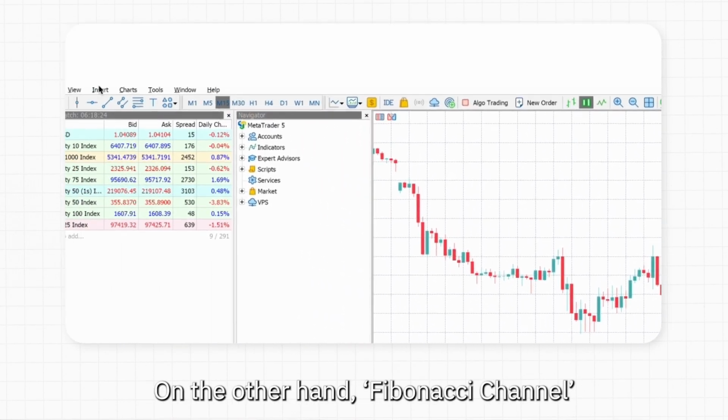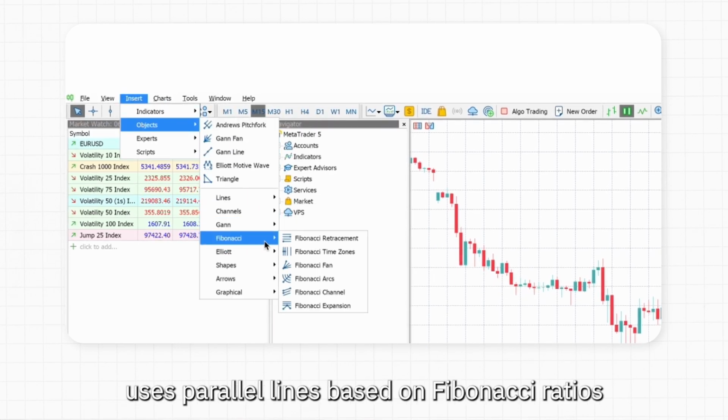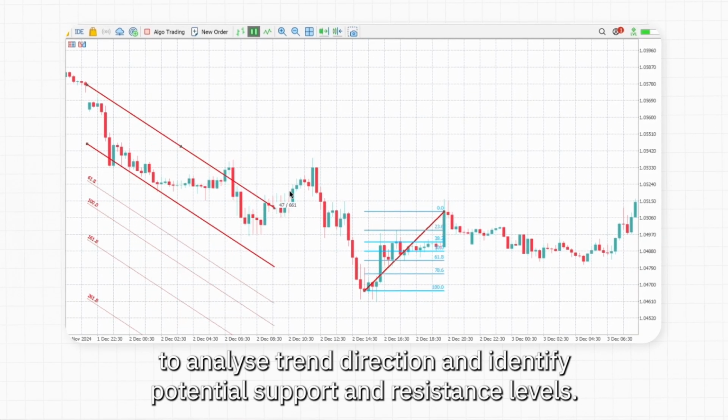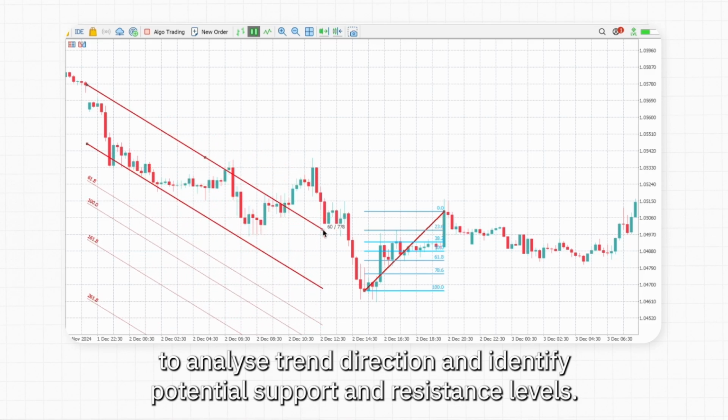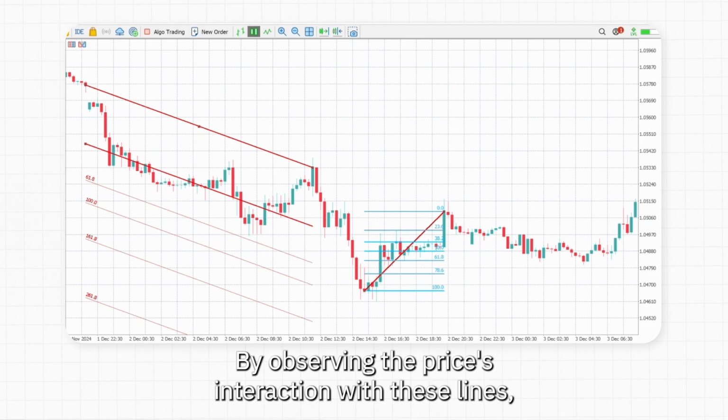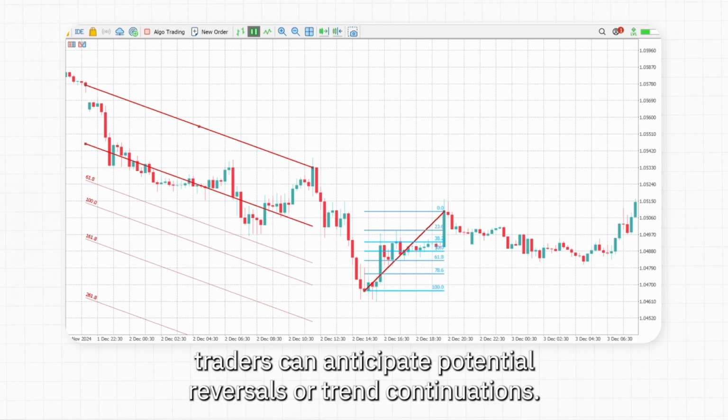On the other hand, the Fibonacci channel uses parallel lines based on Fibonacci ratios to analyze trend direction and identify potential support and resistance levels. By observing the price interaction with these lines, traders can anticipate potential reversals or trend continuations.